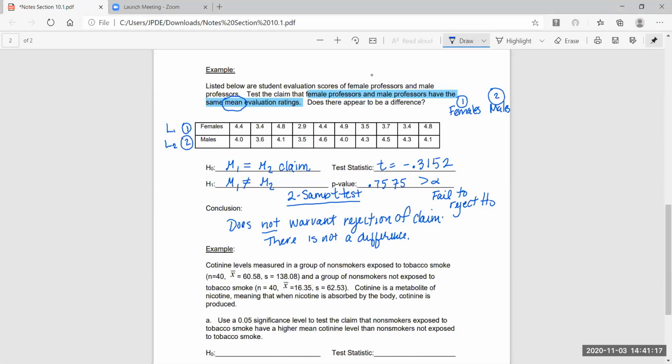So you can see I updated things here. And I just wanted to also highlight it. It says, does there appear to be a difference? So we're saying there's not a difference, but we're really saying there's not a significant difference. I would accept there's not a difference. That's fine. But it doesn't mean they're exactly the same. It just means it's not significant enough to say they're different.